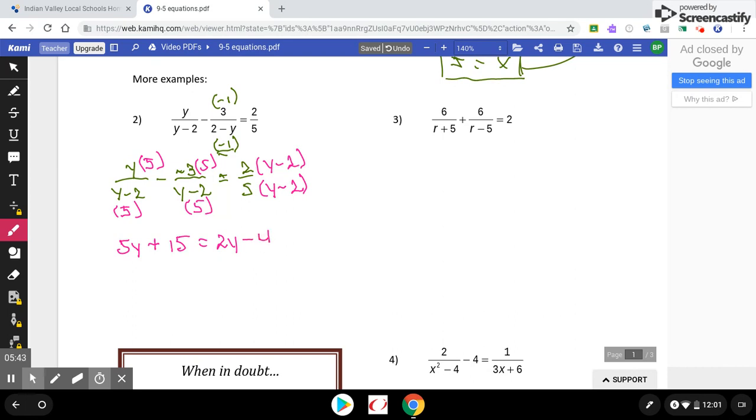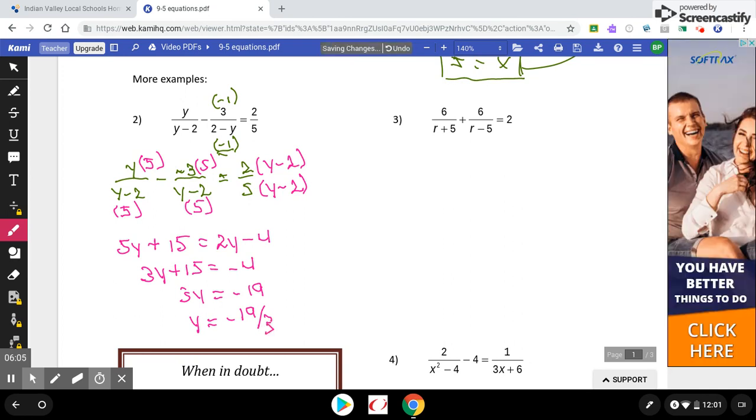I've almost got it. Subtract 2y from both sides. Subtract the 15 over. Divide by 3. Nowhere does it say these have to come out even. So if you want to go decimal, that's fine, but that would be a 0.3 repeating. Make sure you use the repeating sign. I'm going to leave it as a fraction.